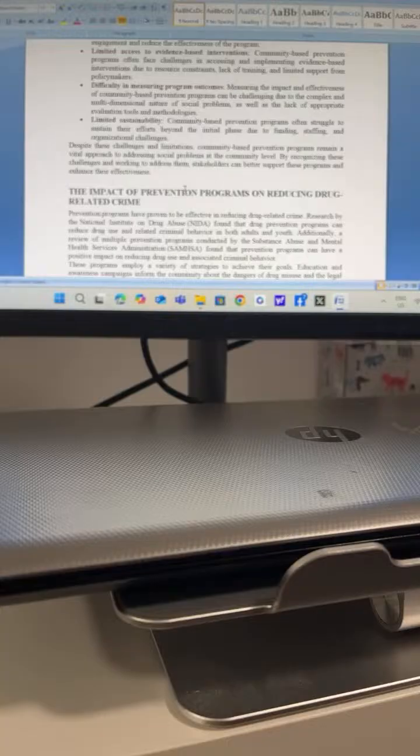Additionally, a review of multiple prevention programs conducted by the Substance Abuse and Mental Health Services Administration found that prevention programs can have a positive impact on reducing drug use and associated criminal behavior.